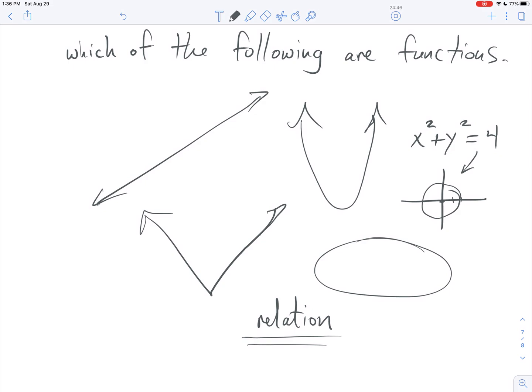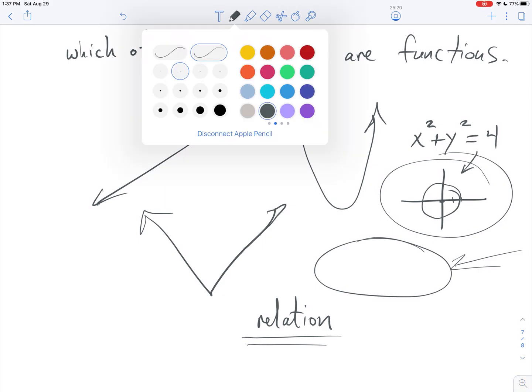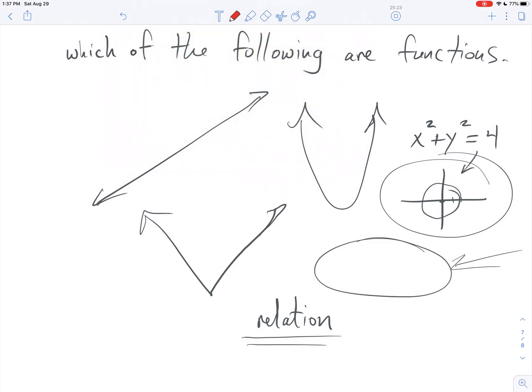When two variables are related to each other, you can draw a graph. You can plug in numbers, you can get numbers out, you can draw a graph. But any graph that you draw that fails the vertical line test is not a function. If you draw a graph like this, or like this oval right here, these guys fail the vertical line test. What does that mean? Let me get a different color. I'm going to get red.